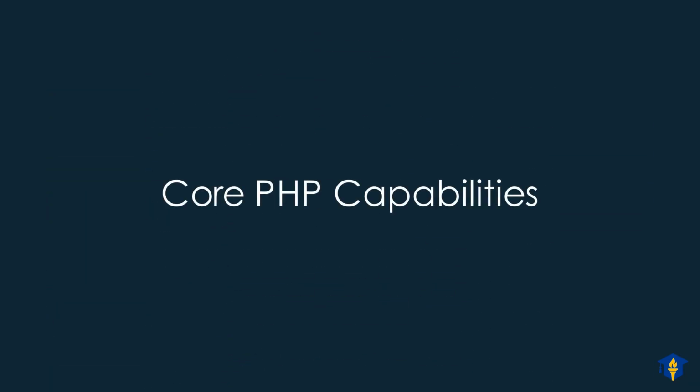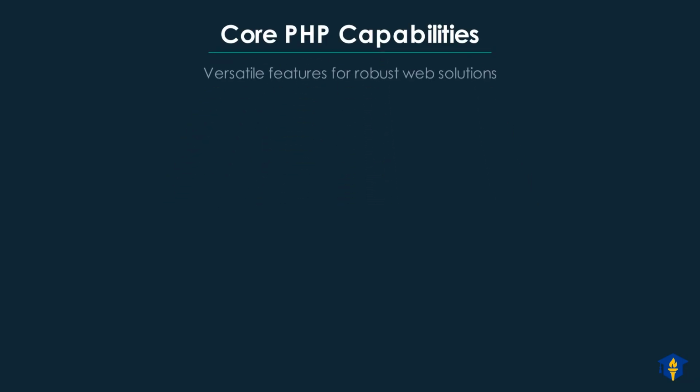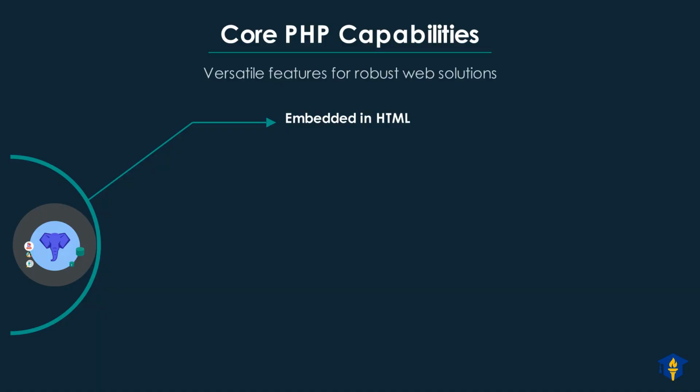Let us now explore some of the core capabilities that make PHP such a versatile language. PHP offers a range of versatile features, enabling the creation of robust and scalable web solutions. One key feature is PHP's ability to be directly embedded within HTML code. This seamless integration allows for the creation of dynamic web pages that combine both static and interactive elements.